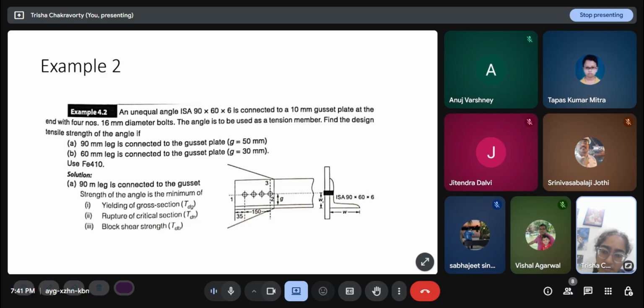Now, if the 90 mm leg is connected, and if the 60 mm leg is connected, g is the gauge. Gauge here is the distance from the leg to the bolt line. When the 90 mm leg is connected, this dimension is 90, and when the 60 mm leg is connected, this dimension will be 60, and this line that you can see is the outstanding leg.